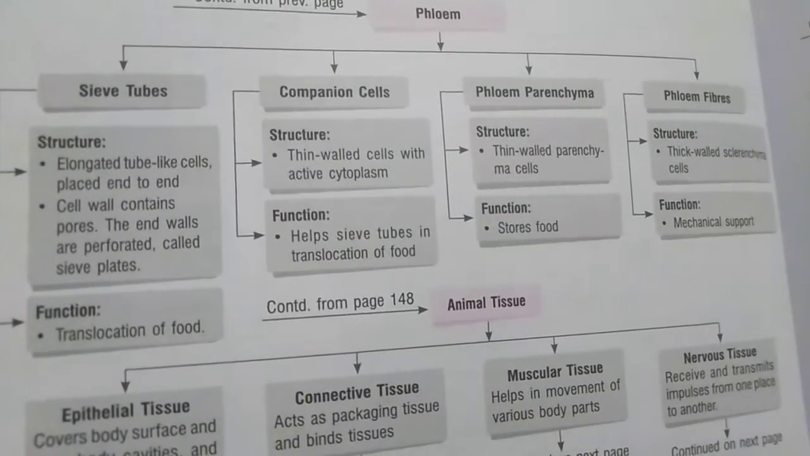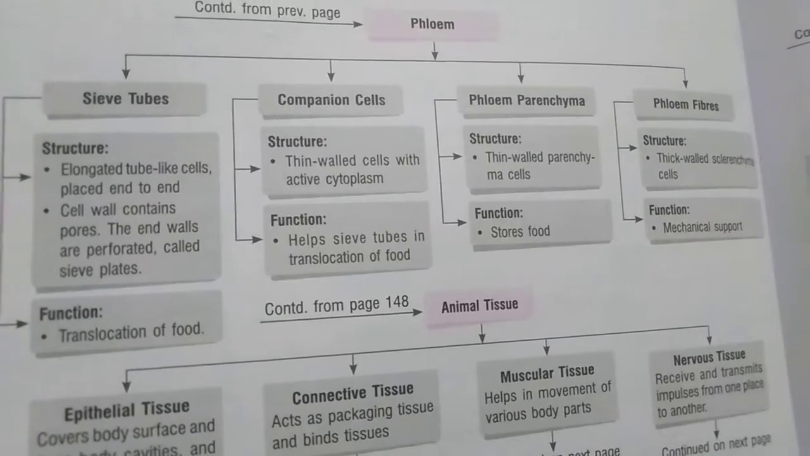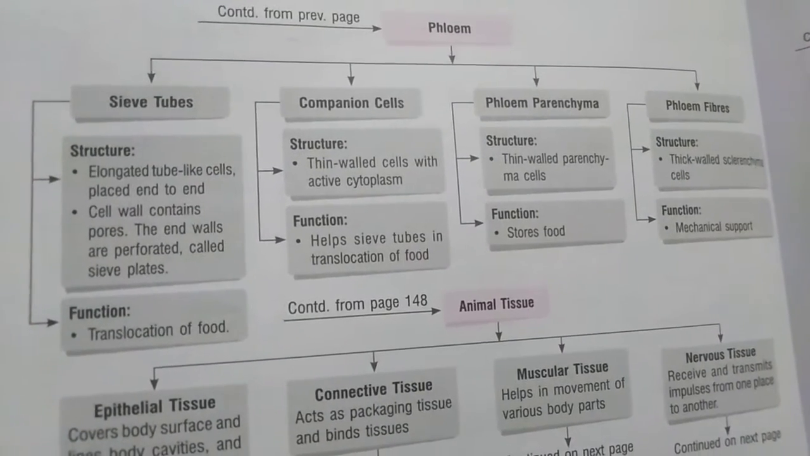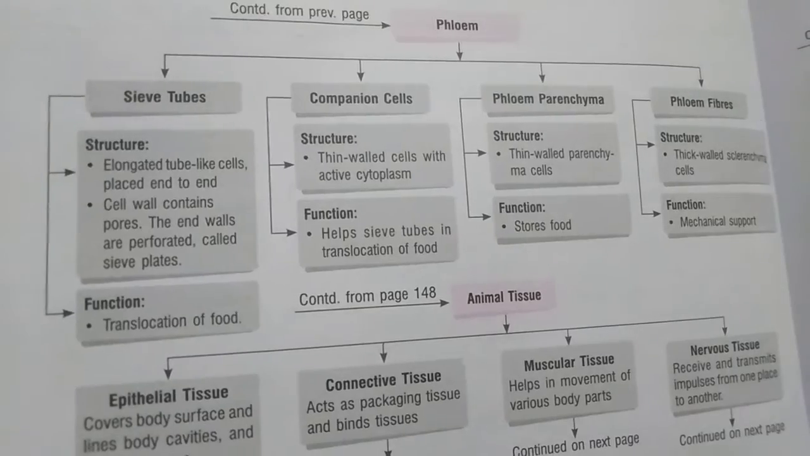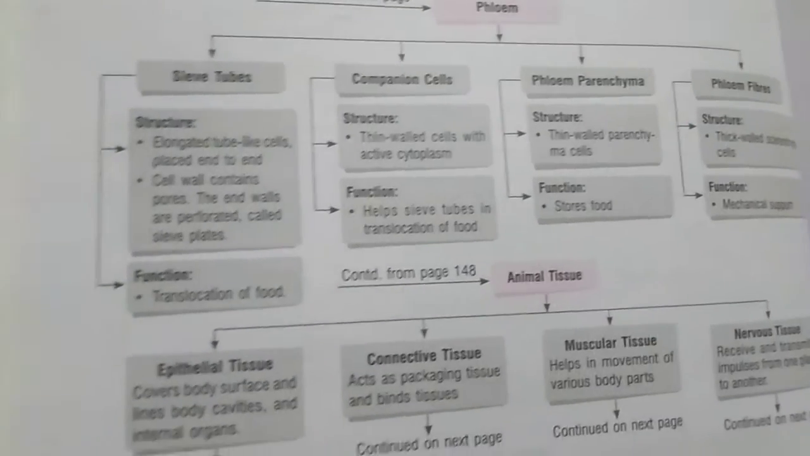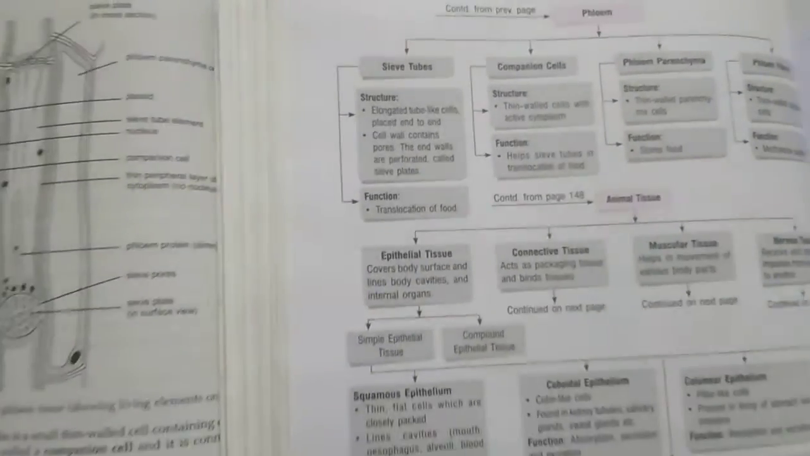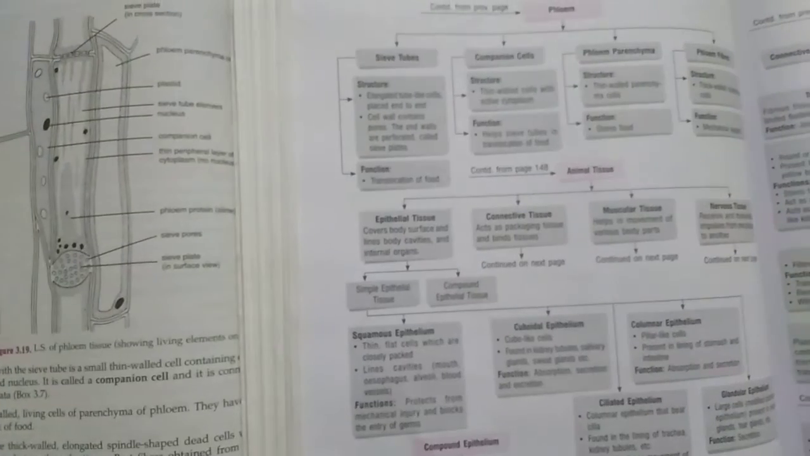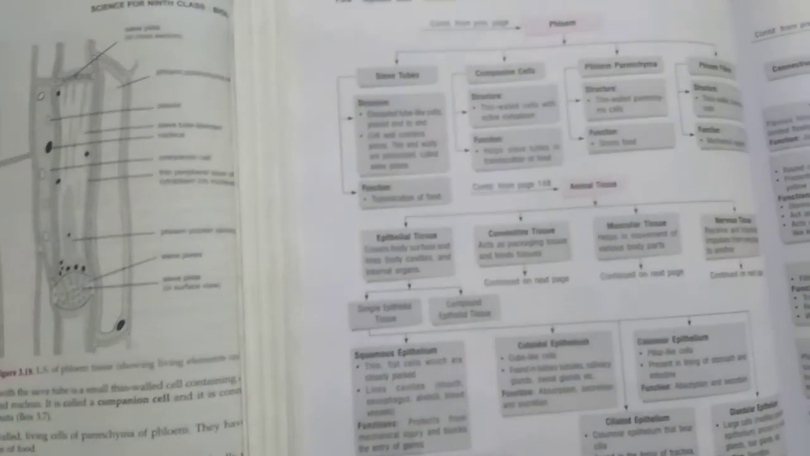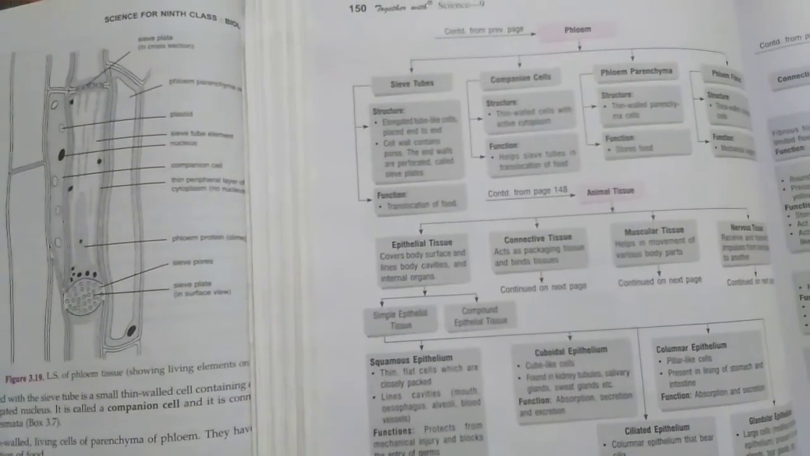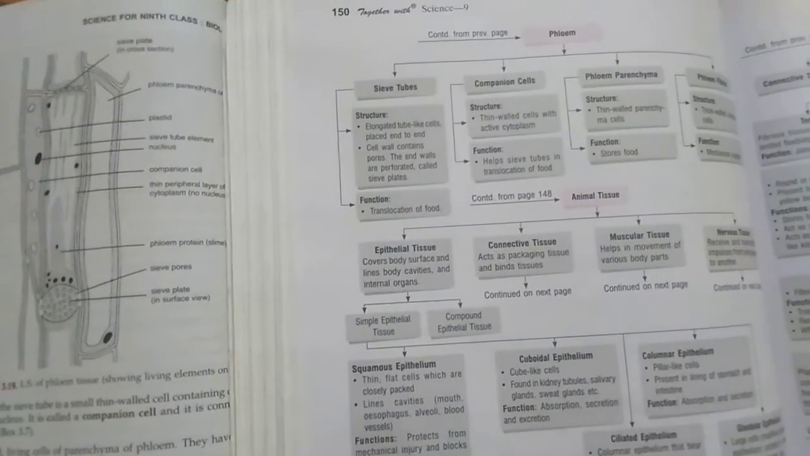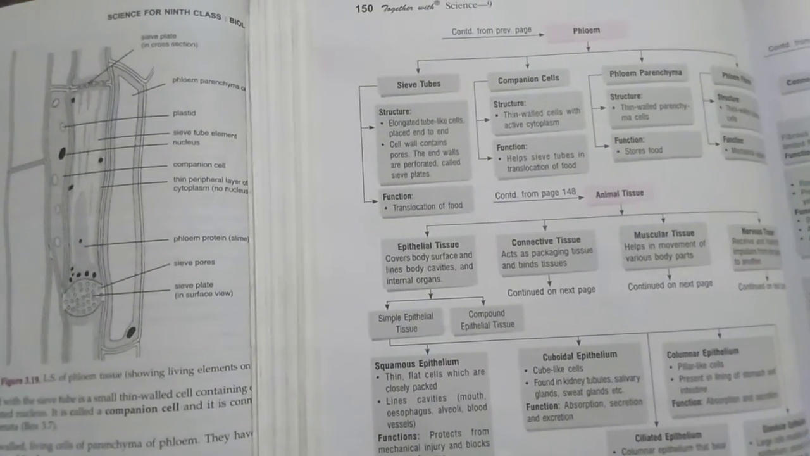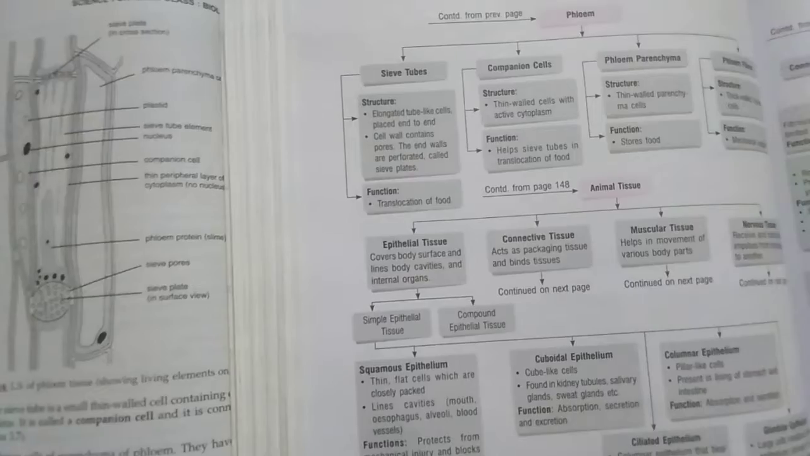Okay, what is the function? Its function is that it gives mechanical support to the plant. Now, if we talk about the overall function of the phloem, what is the function of the phloem? It transports the prepared food from leaves to the storage organs. Storage organs may be roots, may be stem, and from these storage organs, the food is transferred to the growing regions of the plant body.